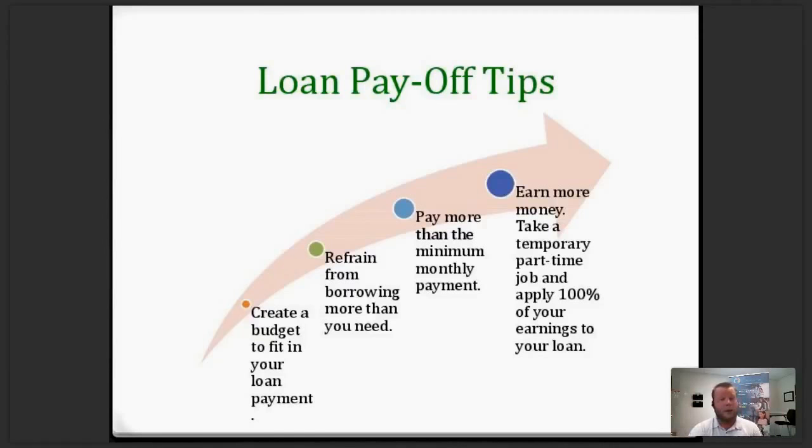Refrain from borrowing more than needed. Okay, this is a huge issue. This is more specific to anyone that's watching or wants to share this with a child, someone who's about to enter into college.